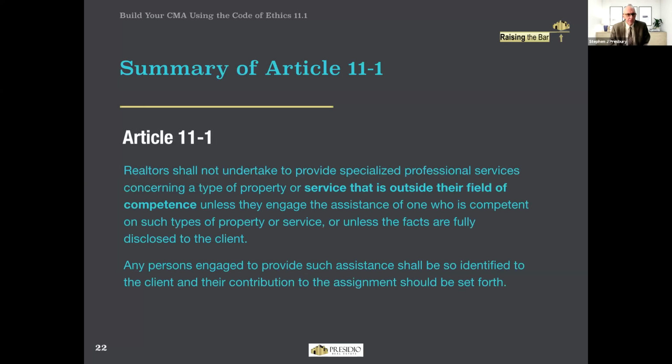Realtors shall not undertake to provide specialized professional services concerning a type of property or service that is outside their field of competence, unless they engage the assistance of one who is competent on such types of property or service, or unless the facts are fully disclosed to the client. Any persons engaged to provide such assistance shall be so identified to the client, and their contribution to the assignment should be set forth. So let's have a look at that and see what that's actually telling us.